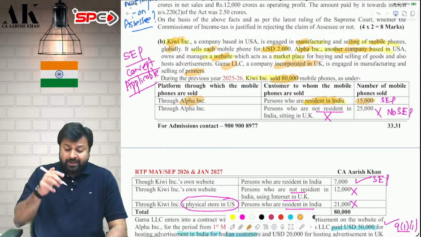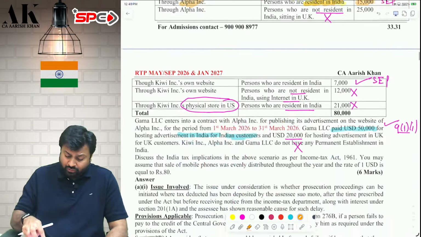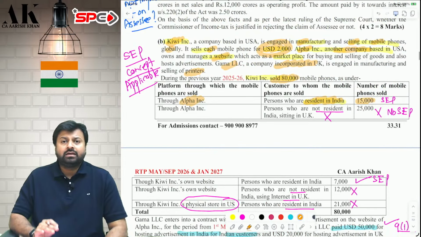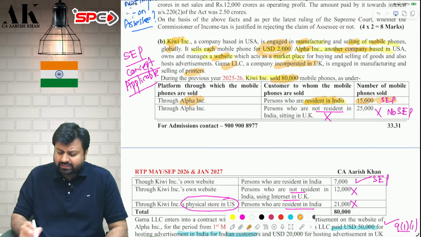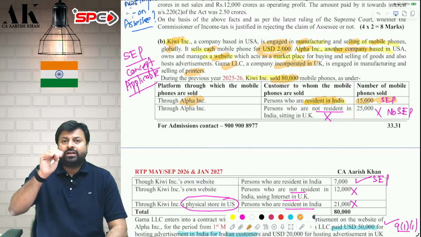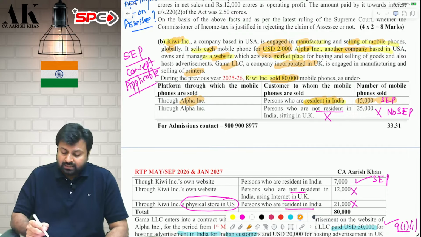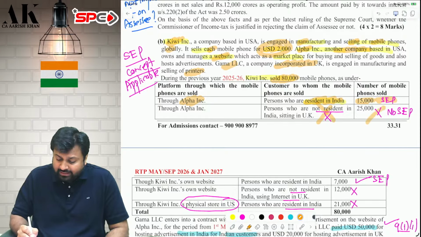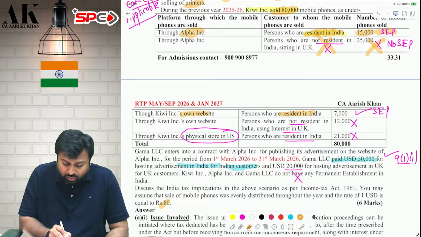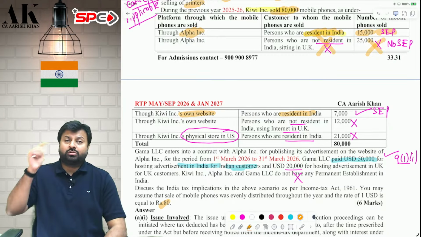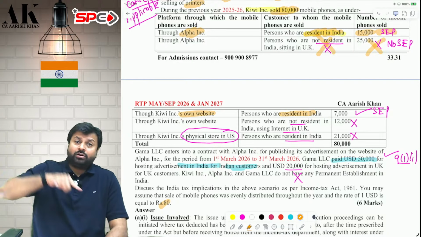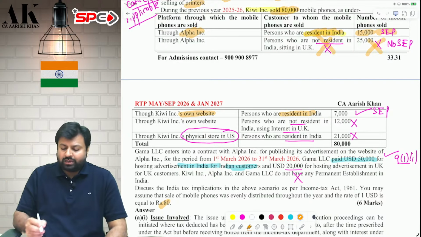15,000 mobile phones into $2,000 into what is the rate of dollar over here? It is 80 rupees, into 80 rupees. It is definitely crossing 2 crore, therefore it is taxable. Because you are selling to Indian residents through a website, therefore it is taxable. It is deemed to accrue or arise in India. Second, you are not selling to Indian residents, therefore not significant economic presence. Third, again you are selling to residents through your own website. That is also taxable. Your website is outside India, but you are selling to Indian residents. That is deemed to accrue or arise in India.